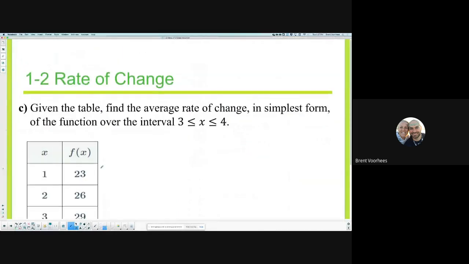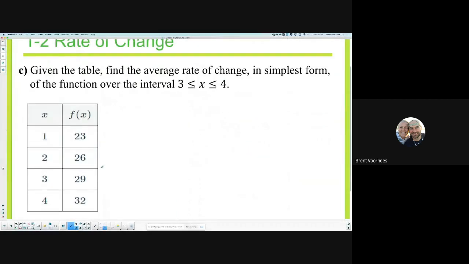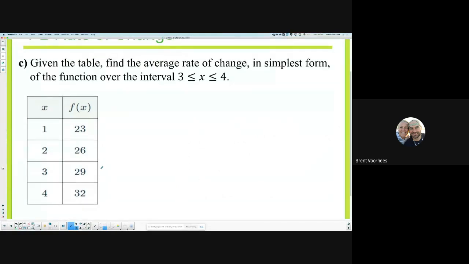So let's look over here this time. Part C. Given the table, find the average rate of change in simplest form of the function over the interval 3 to 4. So what are these two values, 3 and 4? What do they represent in this problem? From the formula, is it f of A, f of B, A, B? What values are 3 and 4 representing? This is A, this is B.